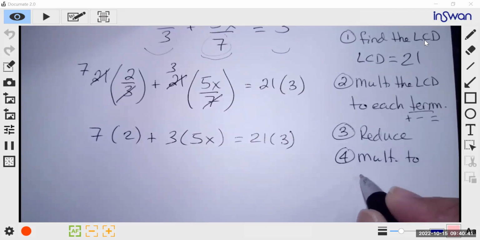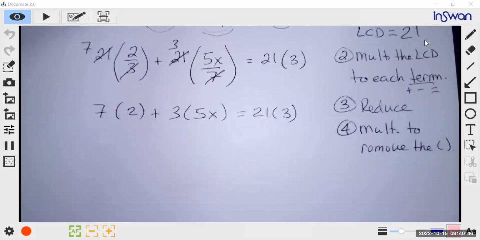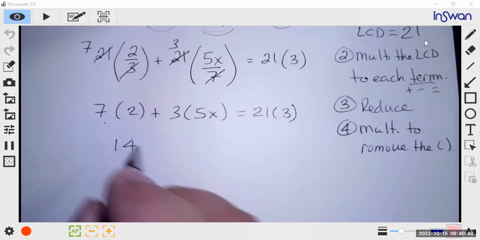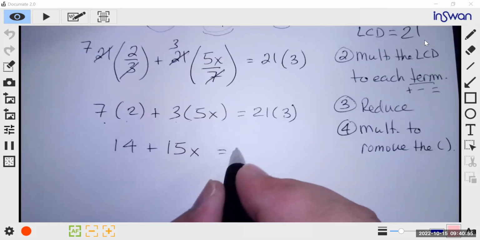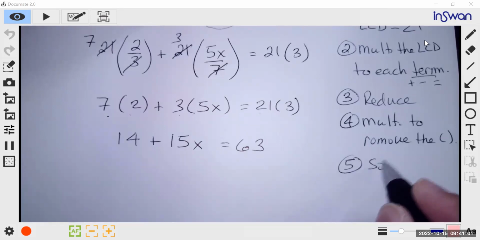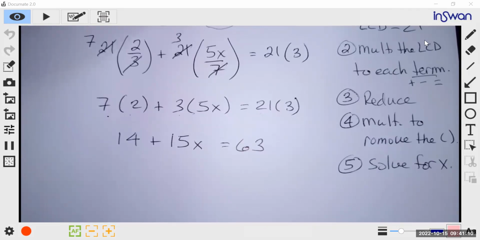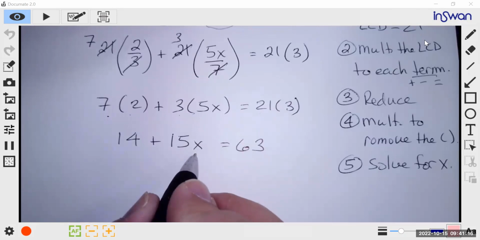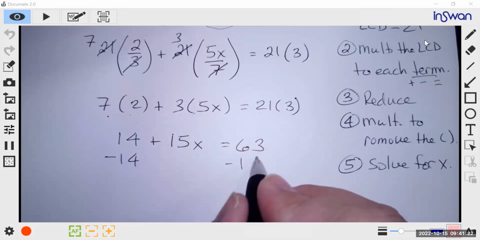Multiply to remove the parentheses. 7 times 2 is 14. 3 times 5 is 15x. 21 times 3 is 63. Then solve for x. Combine like terms, solve for x. Since all the x's are on one side, we have to get rid of the 14 by subtracting 14 from both sides.